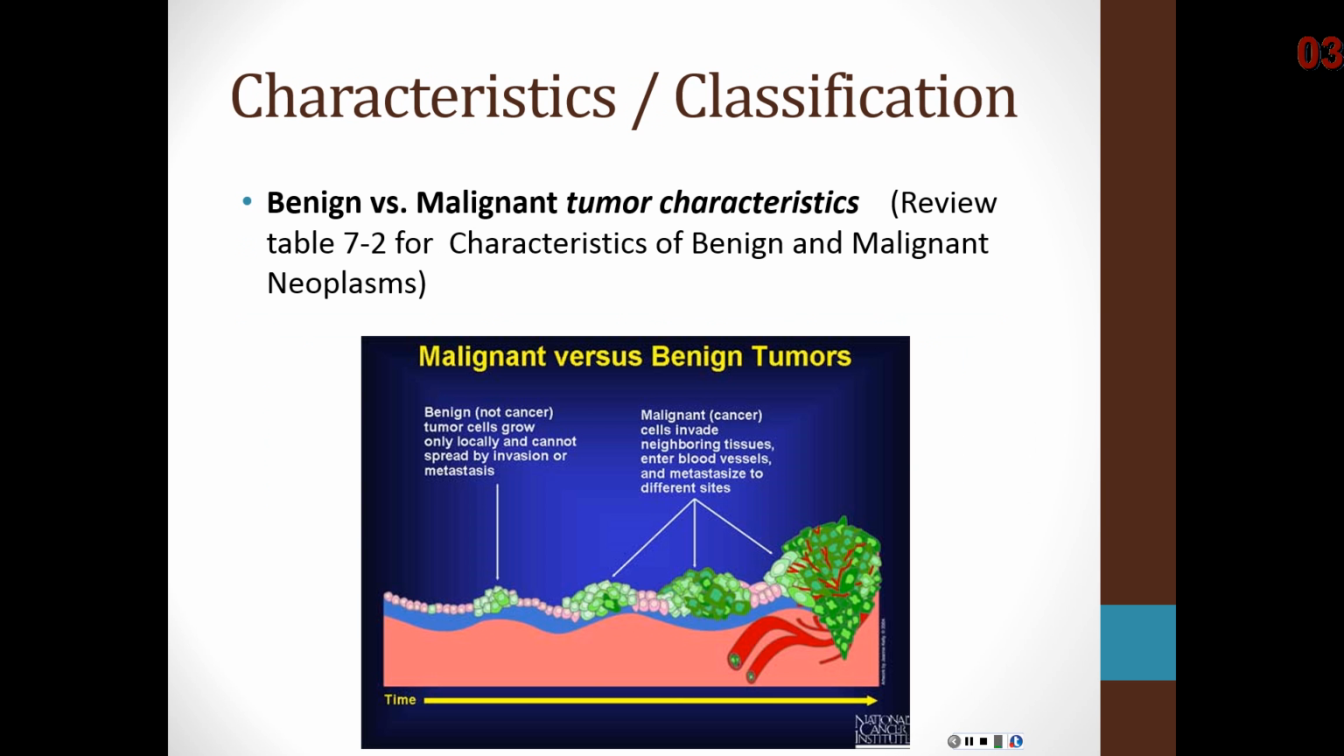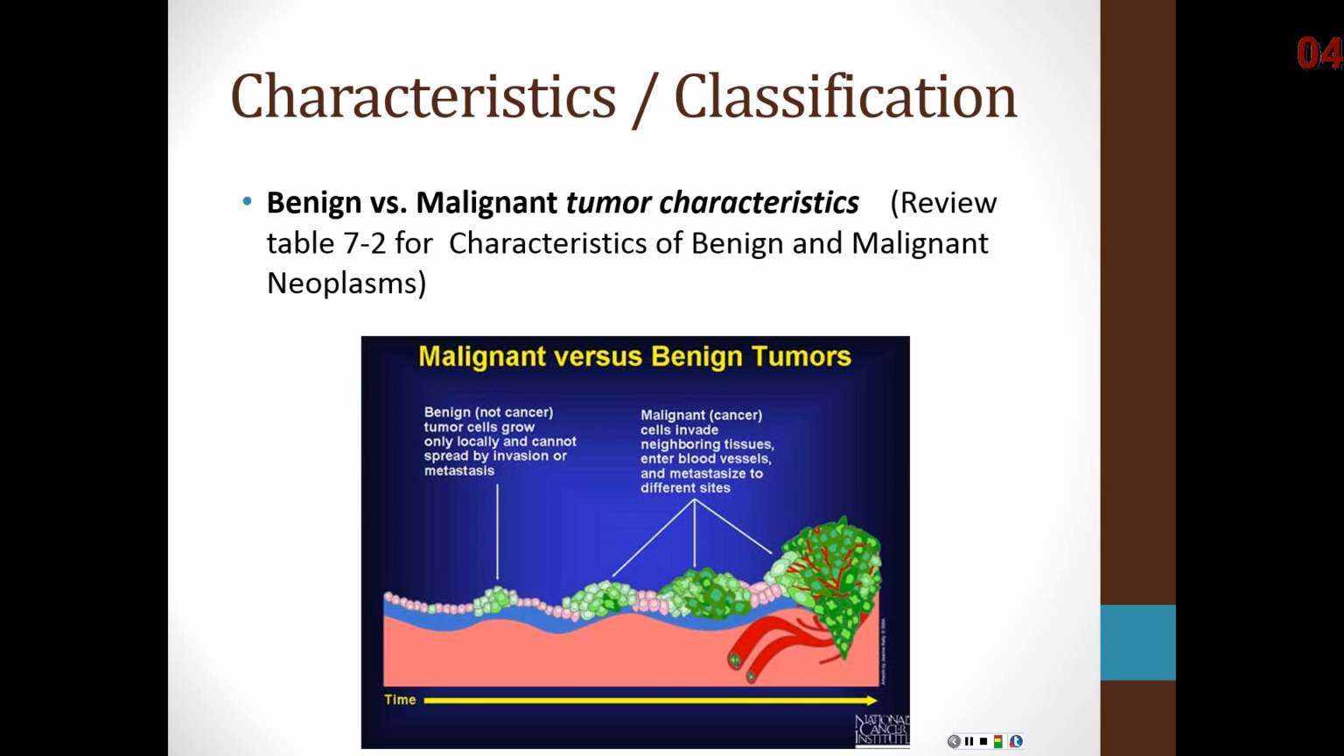Alright, so let's take a look at the difference between benign versus malignant tumors. So again, as I mentioned, benign is non-cancerous, but it can cause problems. So don't think that everything that's benign is just, oh, no big deal. Benign tumors can get rather large and can get in the way of things. They can block blood flow to an area, impede nerve stimulation. So there are problems with benign tumors, but the characteristics of them are different.